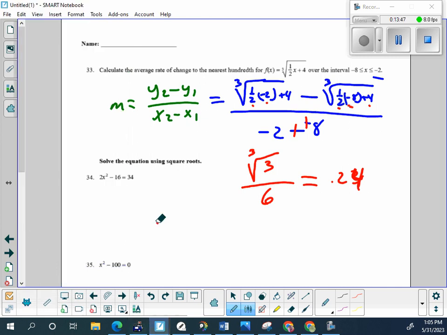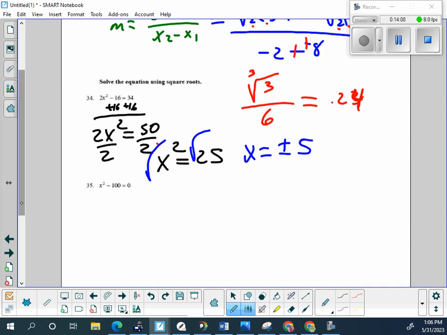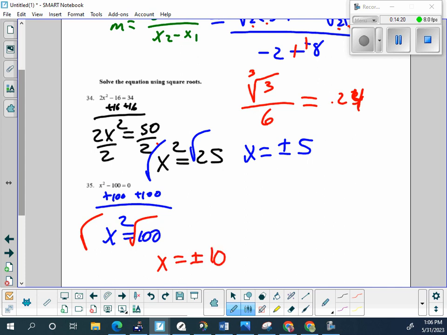Okay, solve this equation using square roots. This is pretty quick. Add 16, you get 2x squared equals 50. Divide by 2, you get x squared equals 25. Square root both sides, and x equals plus or minus 5. Pretty quick. This one here, add 100. You get x squared equals 100. Take the square root of both sides. x equals plus or minus 10.